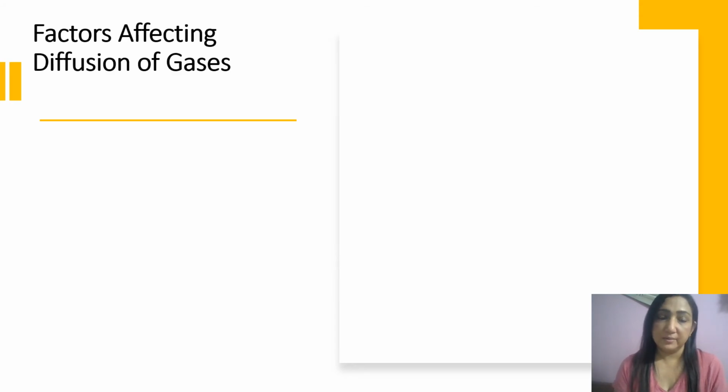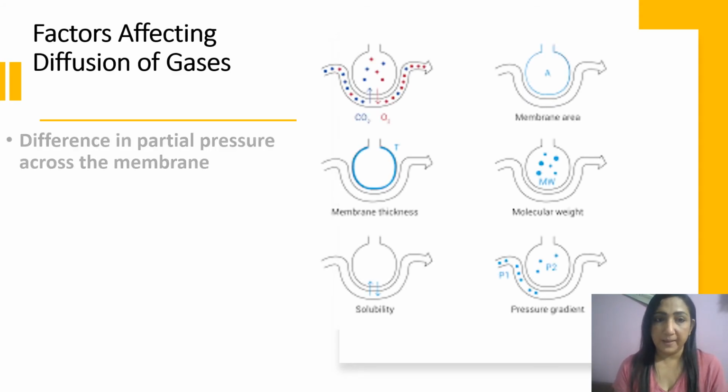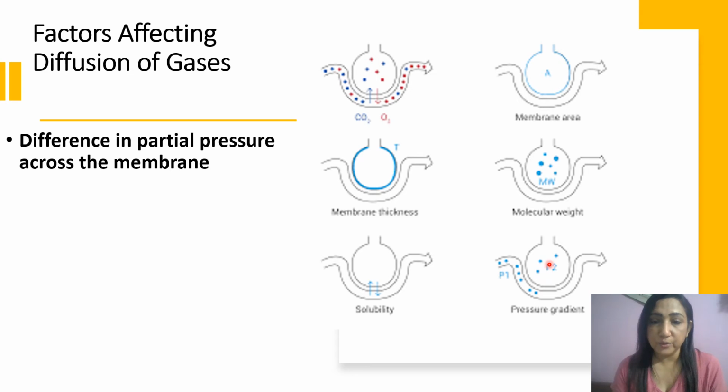Factors affecting the diffusion of gases. The first factor is the difference in partial pressure across the membrane. This is very important. As we know, the partial pressure of oxygen in the alveolus is 100 millimeters of Hg, whereas in the blood carried by the pulmonary arteries, the partial pressure of oxygen is 40 millimeters of Hg. This gradient helps the diffusion of oxygen from the alveolus to the pulmonary capillary.